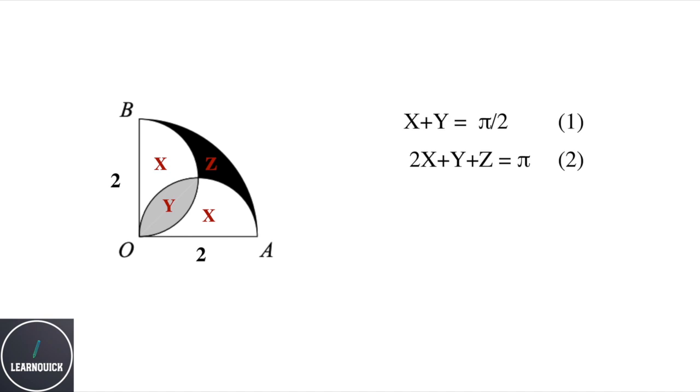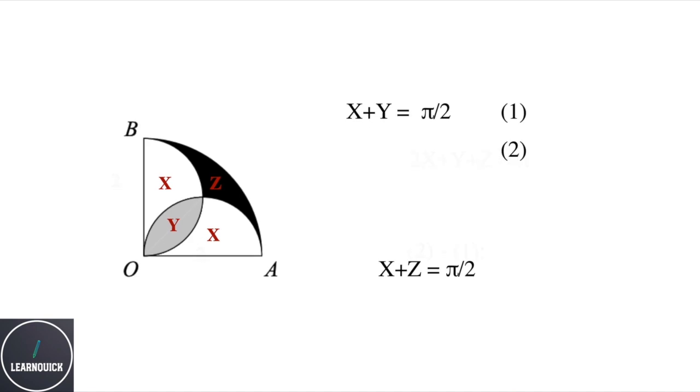Now what we can do is equation 2 subtract equation 1, and this would lead to the y's cancelling out, and 2x take away x is x, then z remains, so it would be x plus z, and then pi take away pi over 2 would also be pi over 2, giving us x plus z equals pi over 2.